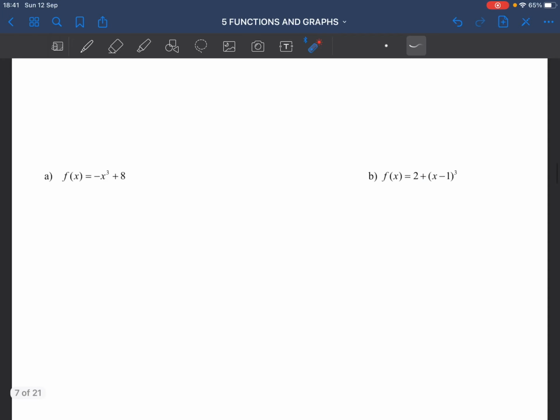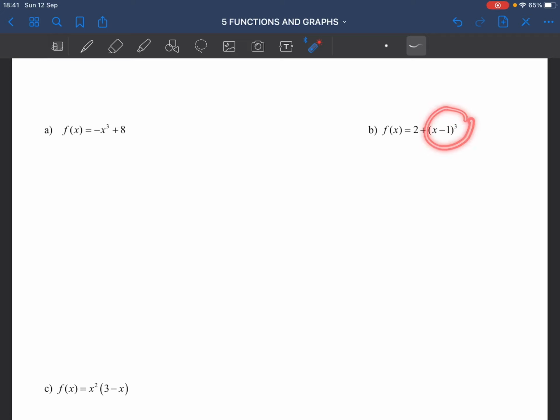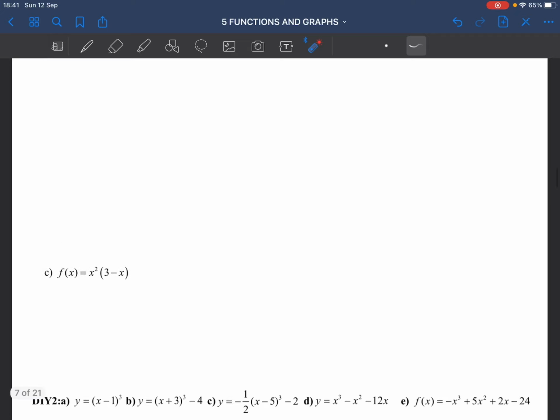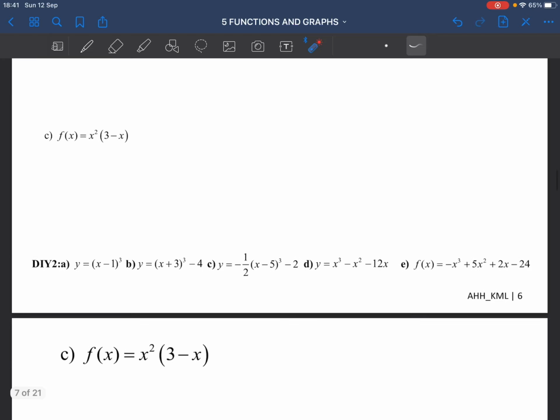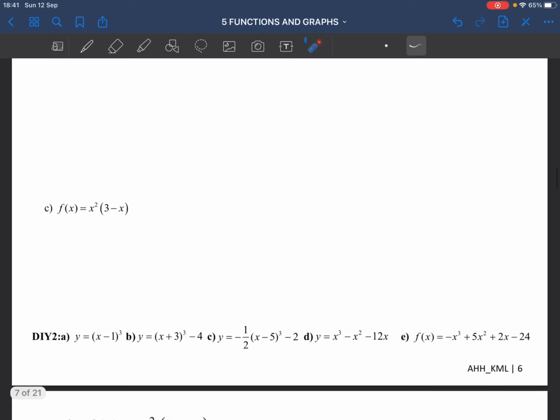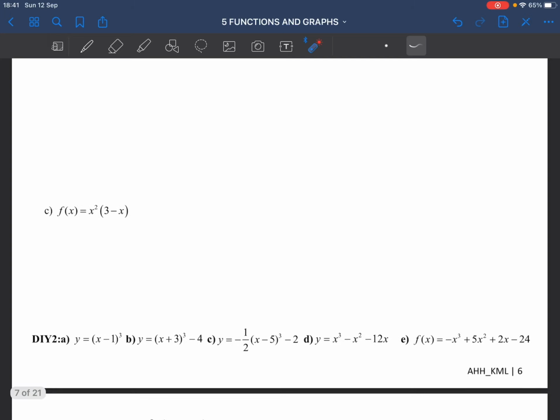Okay, as you can see from the question, contoh macam kat sini kita ada x cube plus 8. So this should be case 1. Okay, contoh kat sini x minus 1 cube, ini ialah satu benda. So that should be case 1. So for question C, if we expand this, you are going to get 3x square minus x cube. So that should be case 2. Okay, so you have to know how to differentiate from case 1 to case 2.